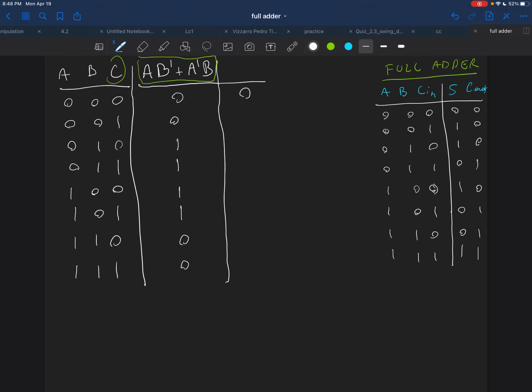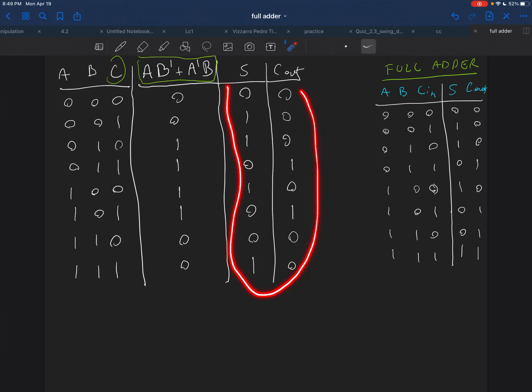So 0, 0 is 0, 1, 0 is 1, 1, 0, carry, 1, 0, carry, 0, 1. I hope that's clear. And this is the cout for that operation, and this is the sum for that operation. Okay, so now we look at our result and we try to match it with our target, and we note if there's any good things, we note if there's any bad things, and what we need to adjust.